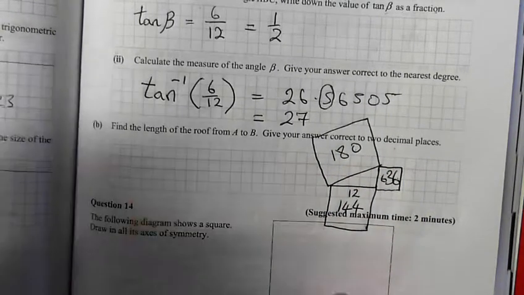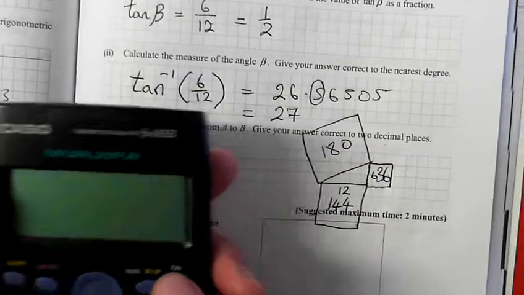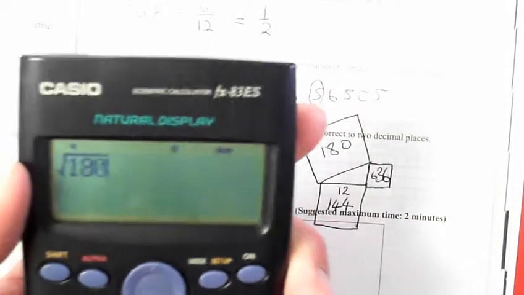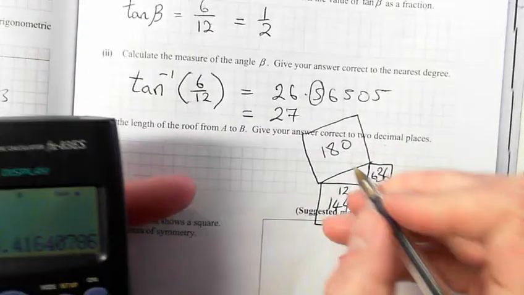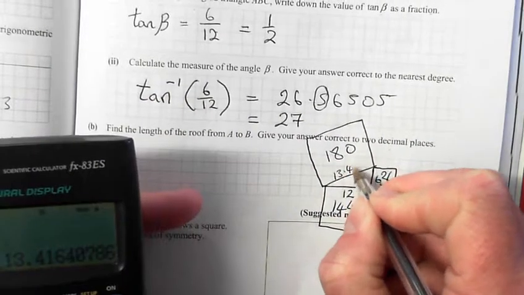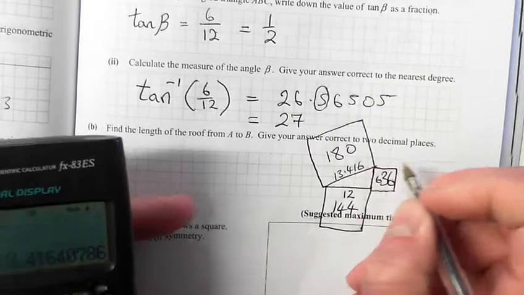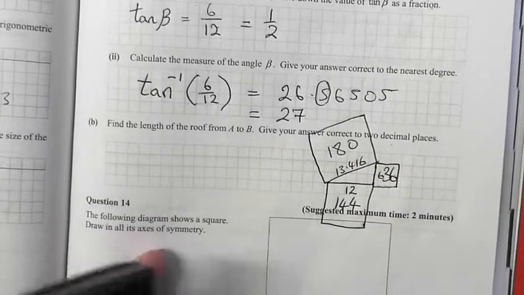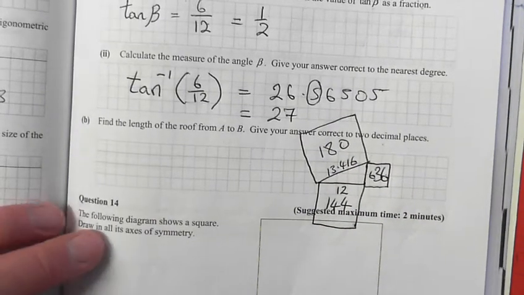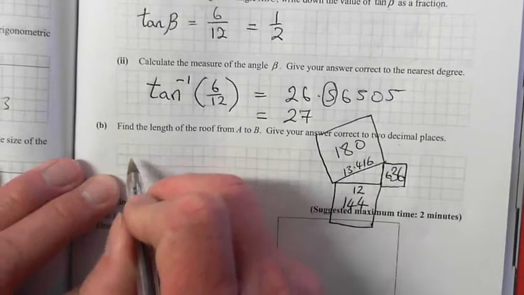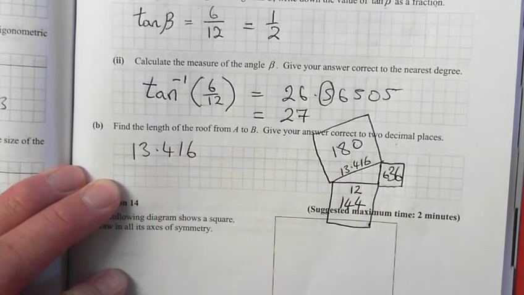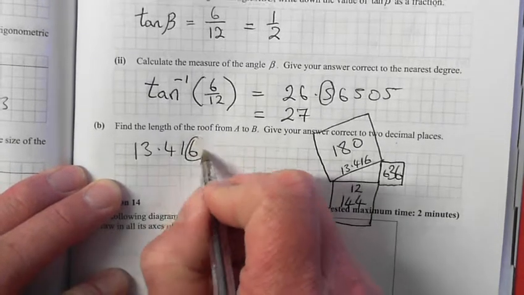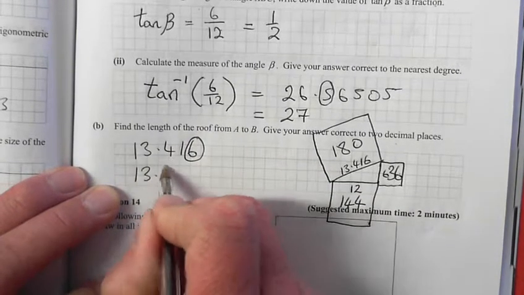Now that's the area. So we have to get the square root of 180. It's 13.416. Now to 2 decimal places. 13.416 to 2 decimal places is 13.42.